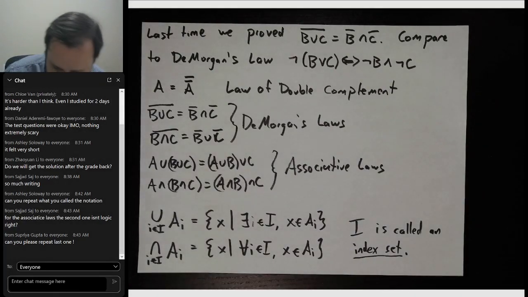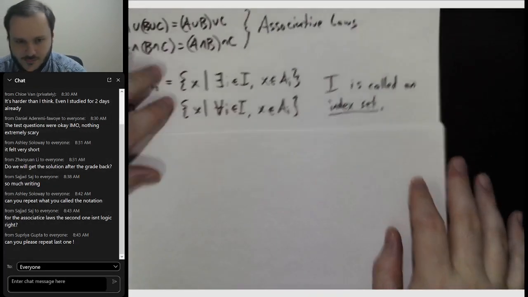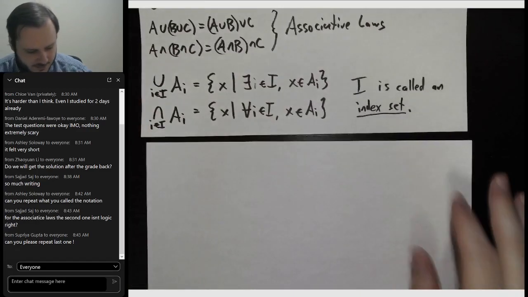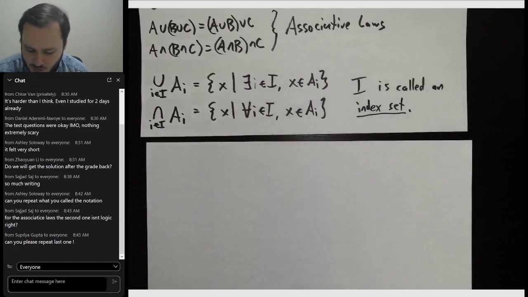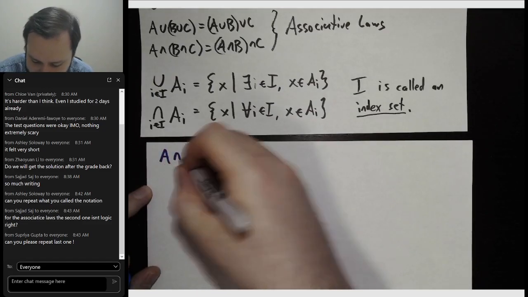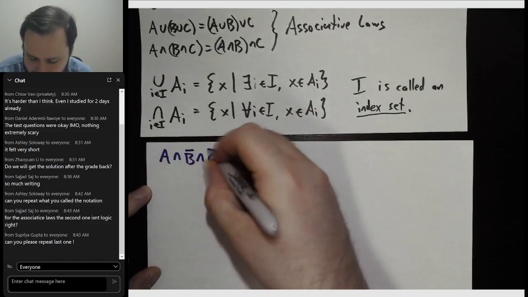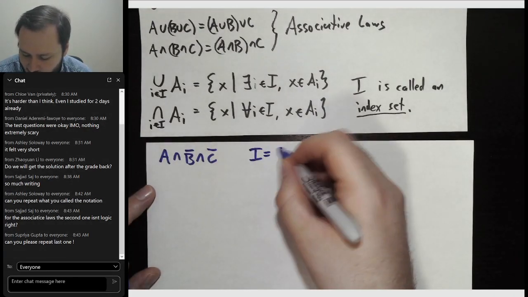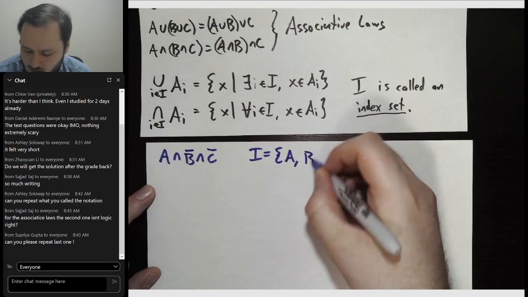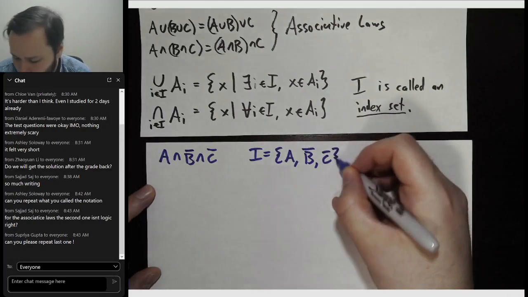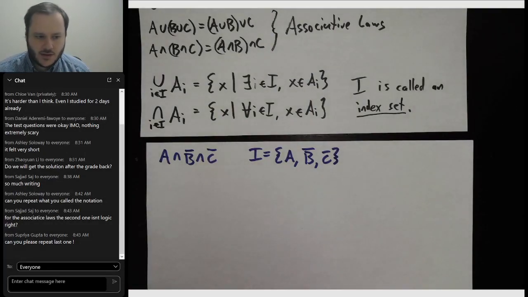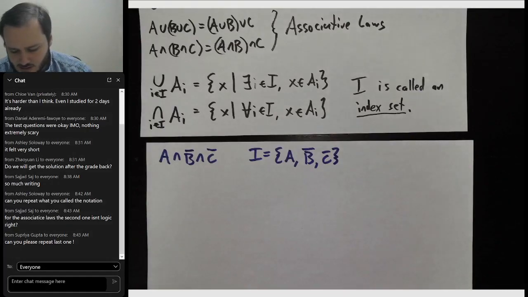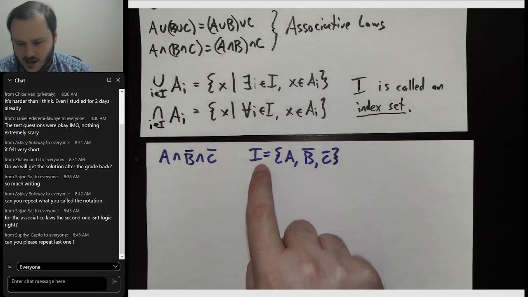So this index set might be finite. I could have, like my example from before, A intersection B complement intersection C complement, in which case my index set I would be A, B complement, and C complement. But we can also have infinite index sets.